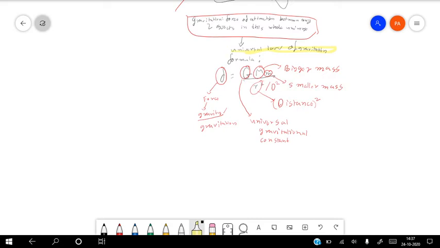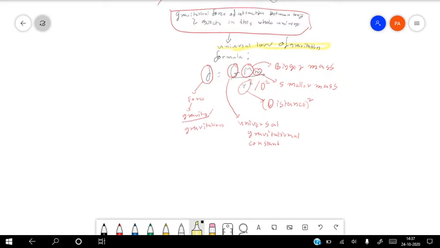Suppose the earth is attracting the moon. I want to find out the amount of force that the earth is exerting on the moon to keep it in orbit. So I can use this formula to find how much gravitational force the earth is exerting on the moon.